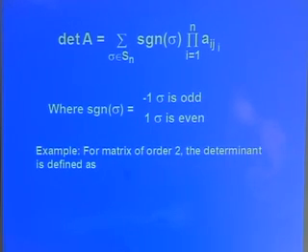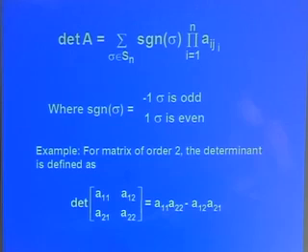Now, let us see what is the meaning of this in context with a 2 by 2 matrix, for which we have already introduced the determinant. So, if we are given this 2 by 2 matrix, then its determinant is a11 a22 minus a12 a21.